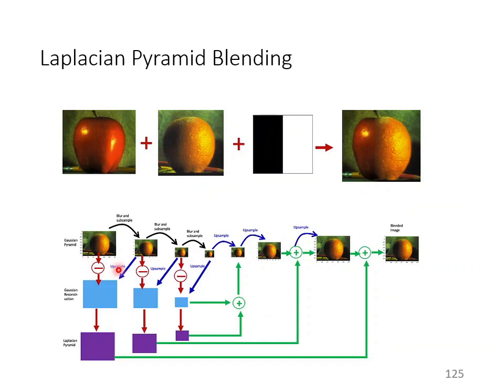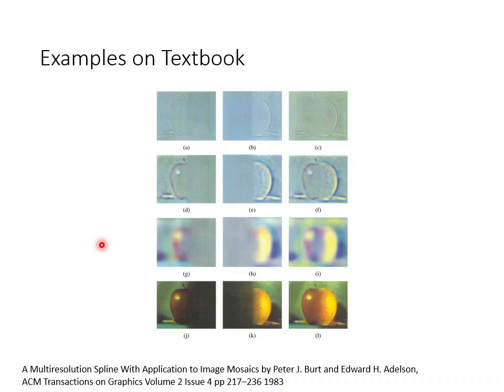These are the images from your textbook. So this is the high frequency, the highest frequency, the first layer for the apple, and this is the second layer in the Laplacian pyramid for the apple, and this is the low resolution intensity layer. This column is the orange part, and if we combine them layer by layer, this is the first difference layer, second difference layer, and then the intensity layer.